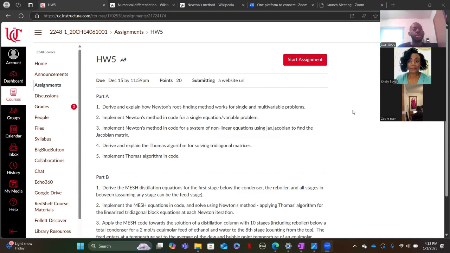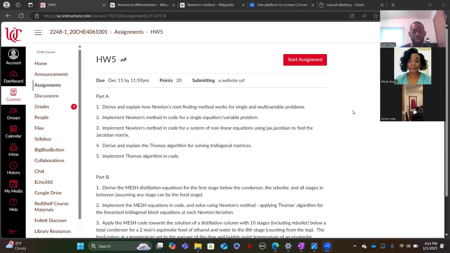Okay. Today we'll be deriving and doing part A, and then we'll do the mesh. We'll be deriving the Newton-Raphson equation, coding it out for a single equation and then for a nonlinear equation as well. And then we'll incorporate the Thomas algorithm for tridiagonal matrices into the code. So we're doing the Newton-Raphson and the Thomas algorithm today for part A.